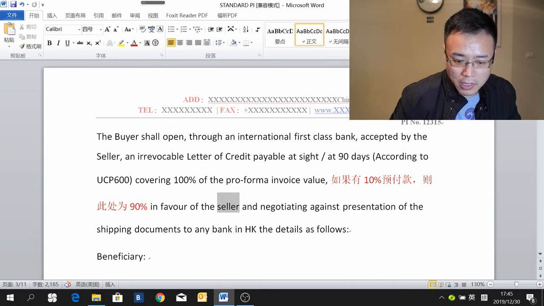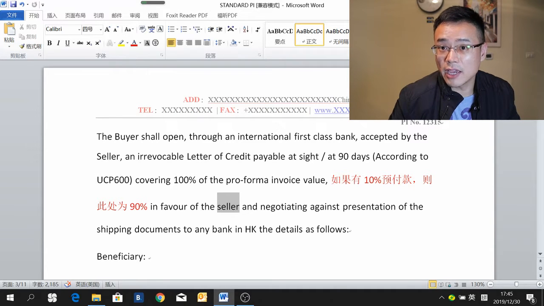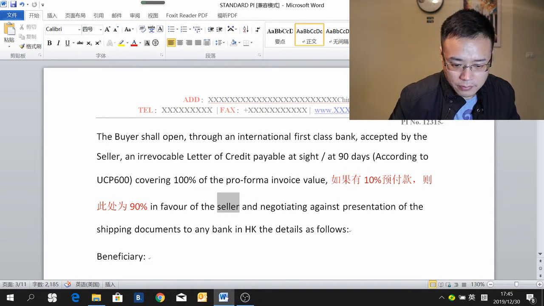So the buyer should open an LC from a first-class bank, also accepted by the seller. This is very important because some of the banks the buyer chooses are not so reputed, and maybe your bank will have problems accepting them, especially when you do back-to-back trading. If you are a manufacturer, you simply cash the LC, you don't need to use the LC facility and get a loan from your bank, then maybe you don't care. And here it mentions payment at sight or 90 days. Payment at sight is a sight payment, and 90 days is a usance payment LC, usance LC.